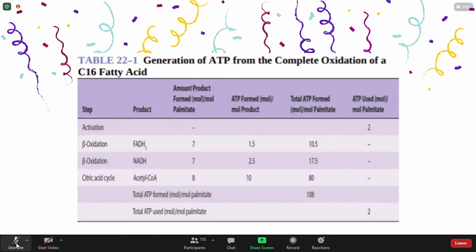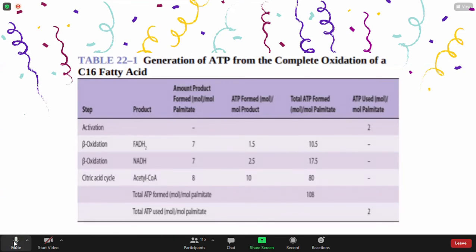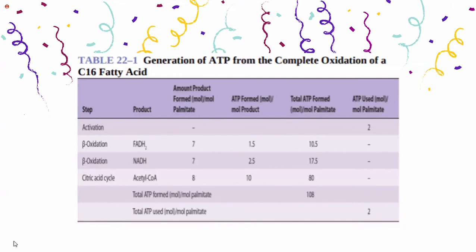What is the net? 106. 108 minus your investment of 2. Your gain is 106, for 1 palmitic acid. That is even more than glucose, right?